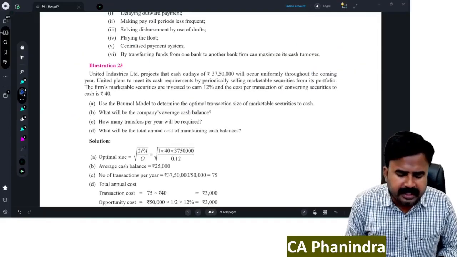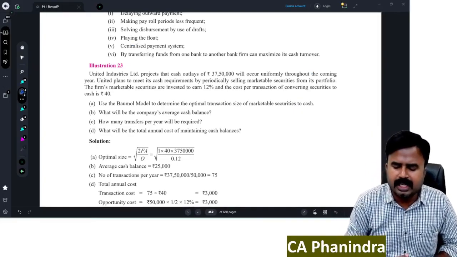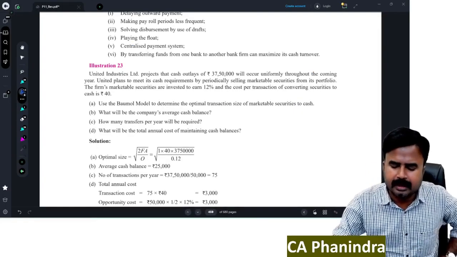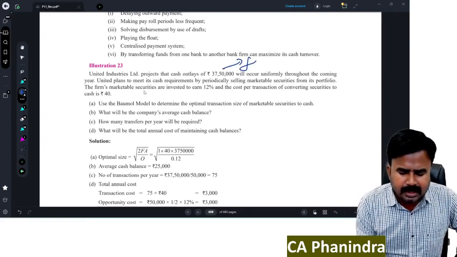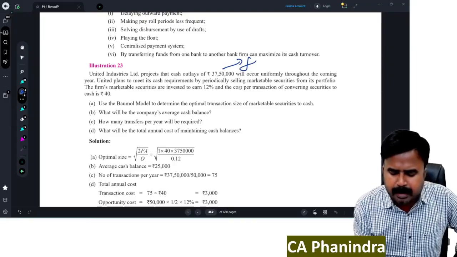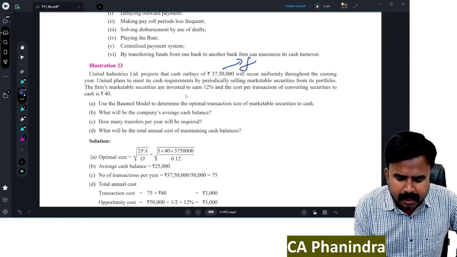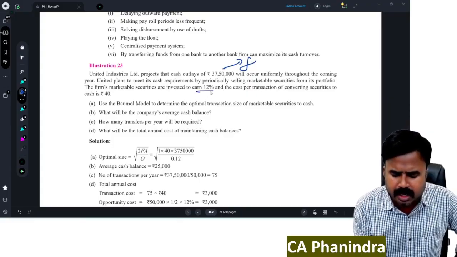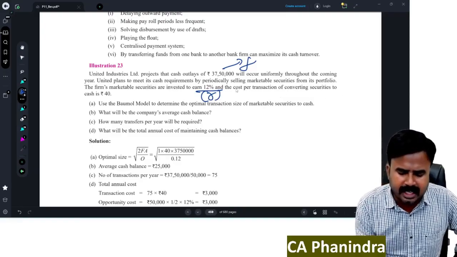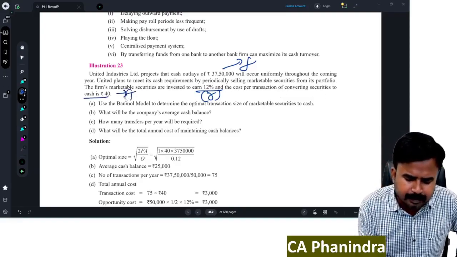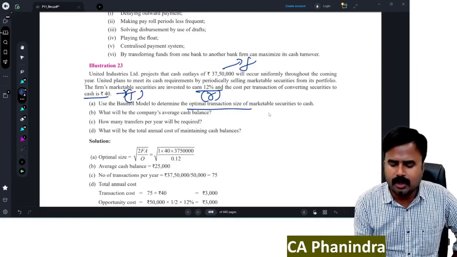Here is the 23rd problem. United Industries Limited projects that cash outlays of 37,50,000 will occur uniformly throughout the coming year. This is your F, annual cash disbursements. United plans to meet its cash requirements by periodically selling marketable securities from its portfolio. The firm's marketable securities are invested to earn a return of 12%, R, and the cost per transaction of converting securities to cash is 40 rupees. This is T.